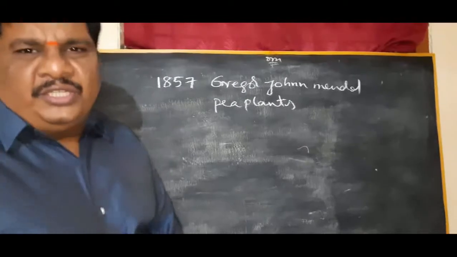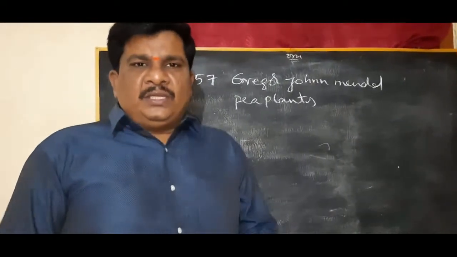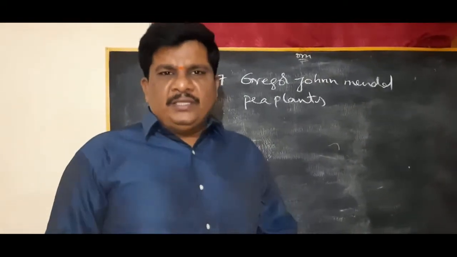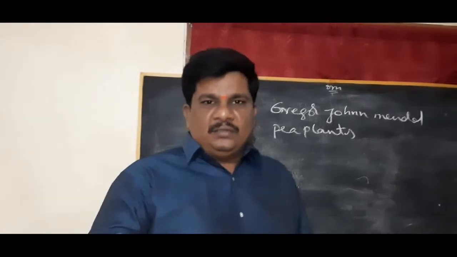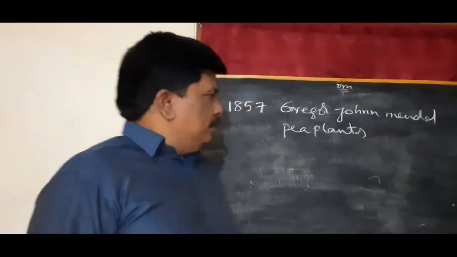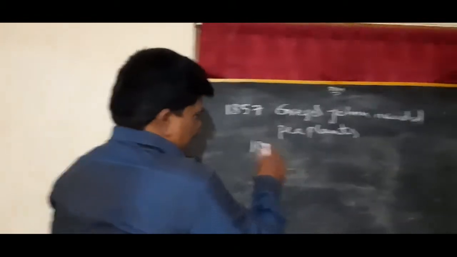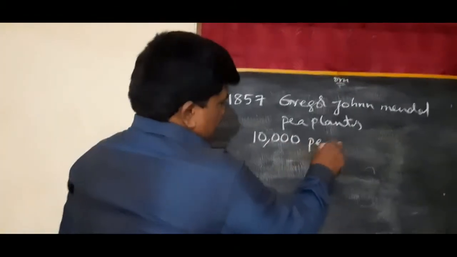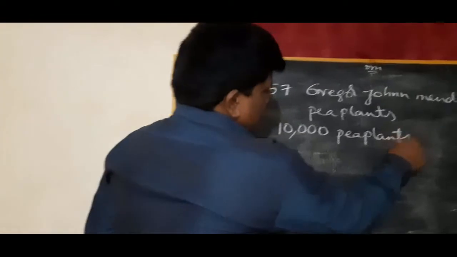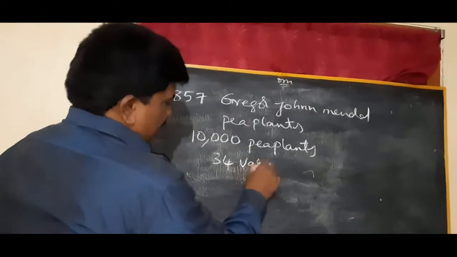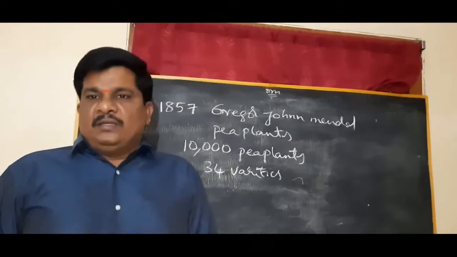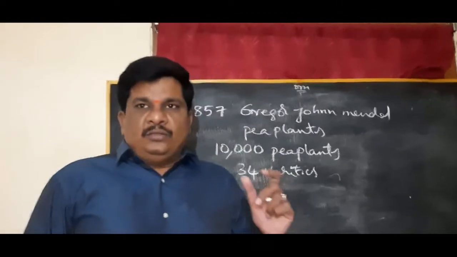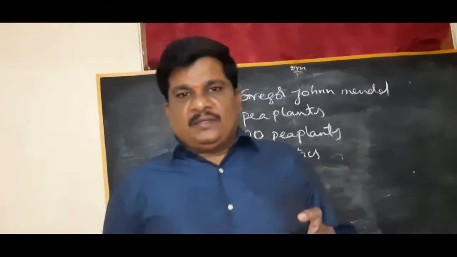He had no university education. He was a Christian monk and he made his observations only in a nursery, that is, in the garden. Nearly 10,000 pea plants were used, with 34 different varieties observed. So friends, Gregor John Mendel worked only on pea plants.